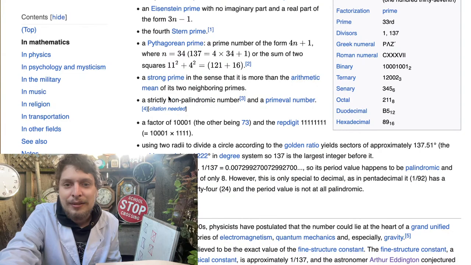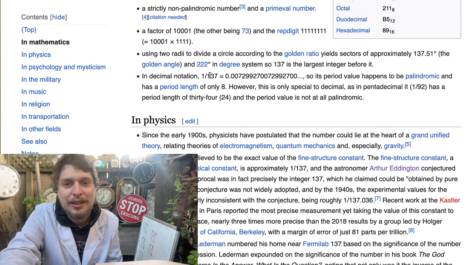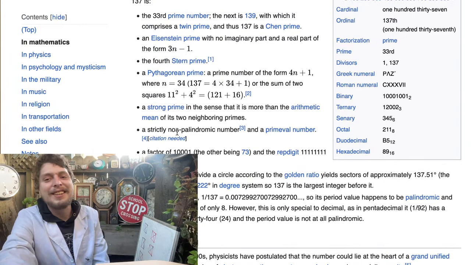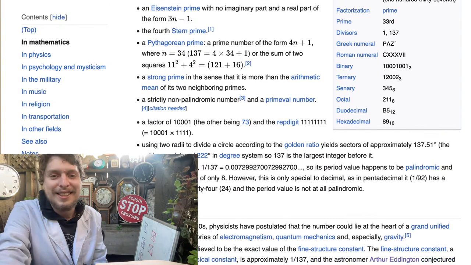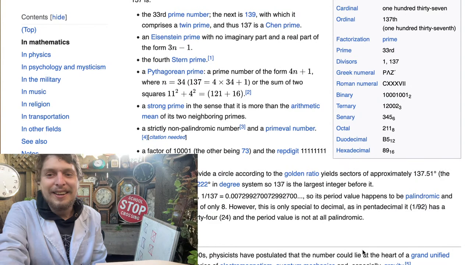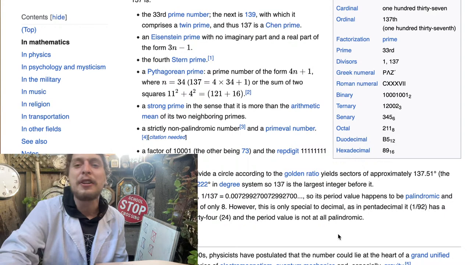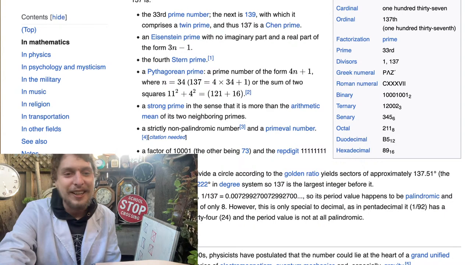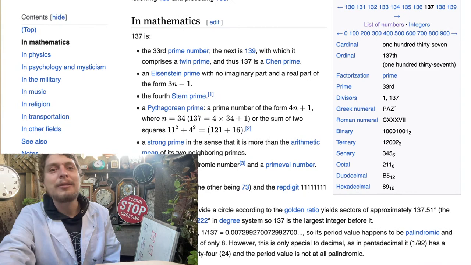So here they start talking about this 1/137th, and they say it's in physics. Now, this is interesting. It is exactly what I'm talking about, because they explain right after, but I just like the lead-in that they almost make look like a separate point, even though it's related. They say physicists have postulated that the number could lie at the heart of a grand unified theory relating theories of electromagnetism, quantum mechanics, and especially gravity. And it's like, whoa. Now, what are they talking about?